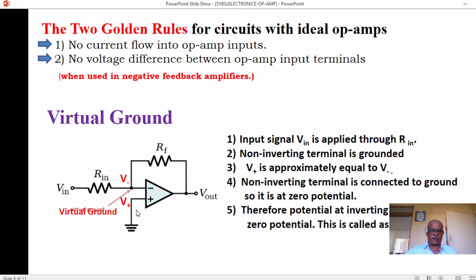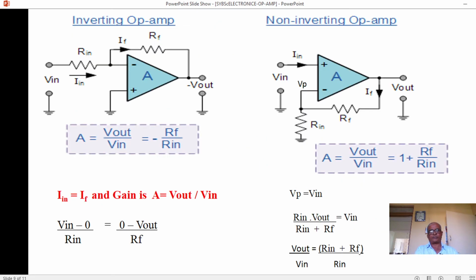Second golden rule, these two voltages should be the same. This is practically 0 because it is connected to ground. This is 0 according to the second rule. Hence, this is 0, which means even though it is not practically connected to ground, it acts as if connected to ground, so it is called a virtual ground.